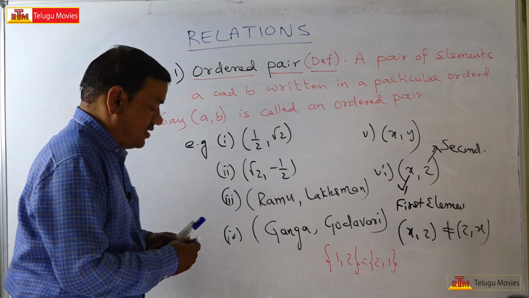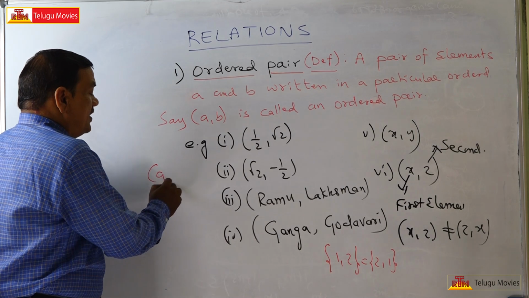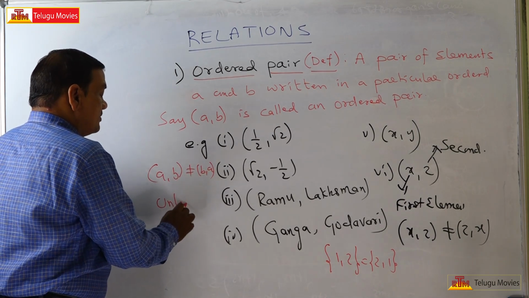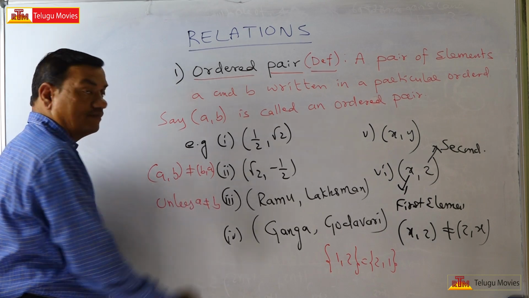So in general, (a, b) is not equal to (b, a) unless a equals b.